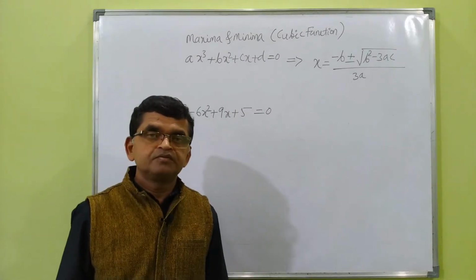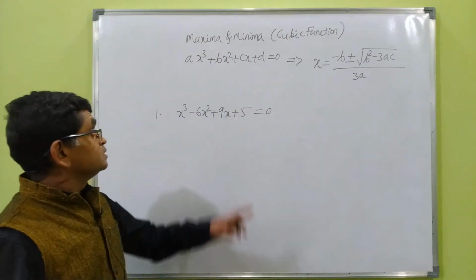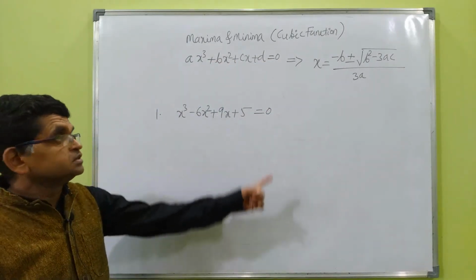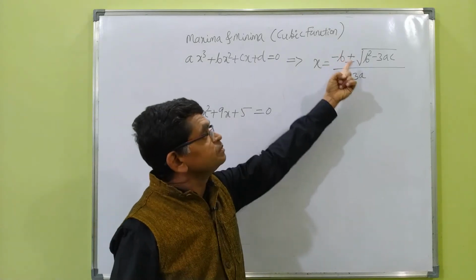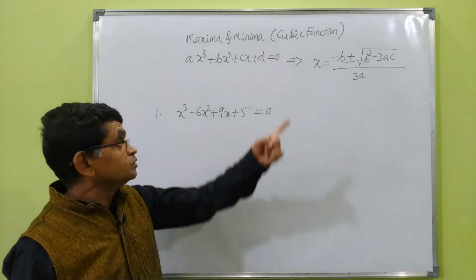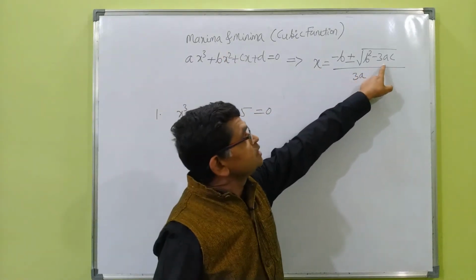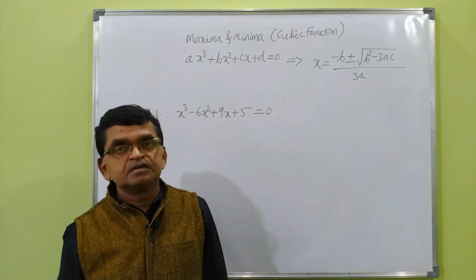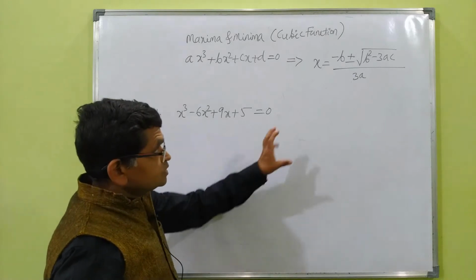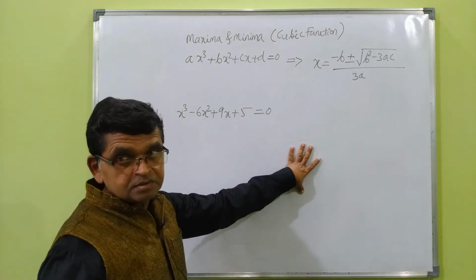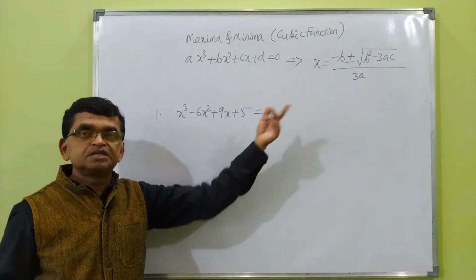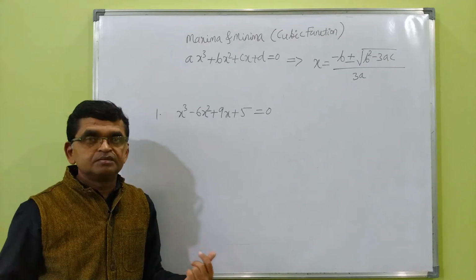Maxima and minima for cubic function. Ax cube plus bx squared plus cx plus d is equal to 0. This implies x is equal to minus b plus or minus square root of b square minus 3ac, due to this cubic function, minus 3ac divided by 3a. Okay. With the help of that, you have to find the value of x and check whether for which value of x the function attains maximum and the function attains minimum.